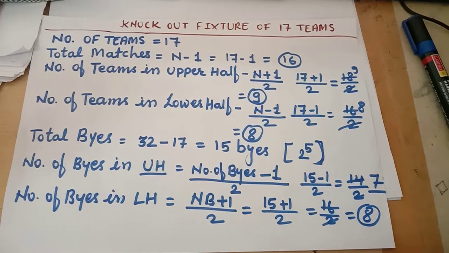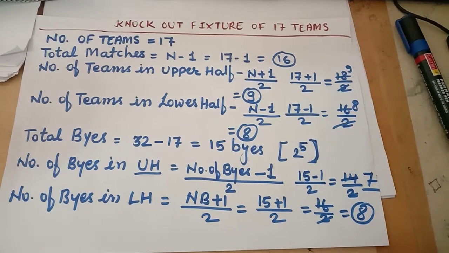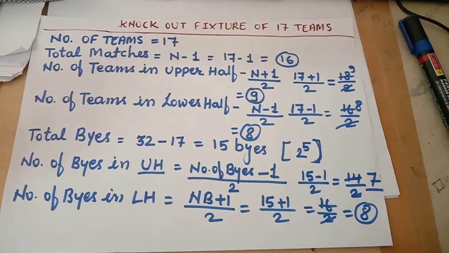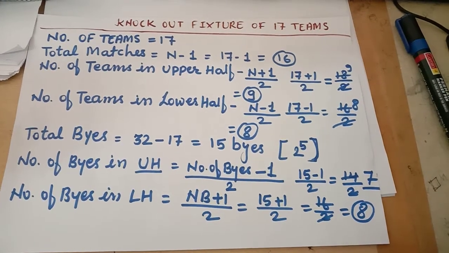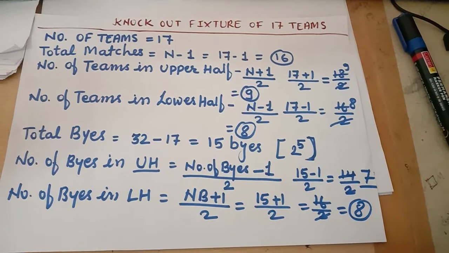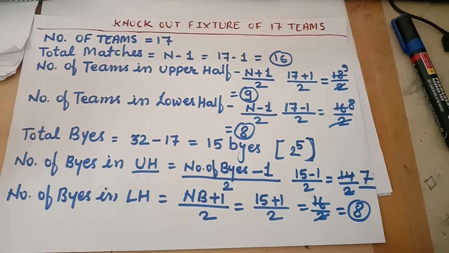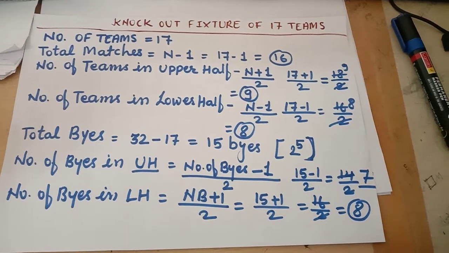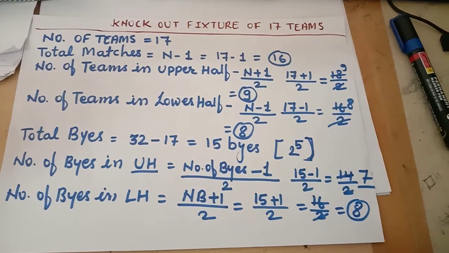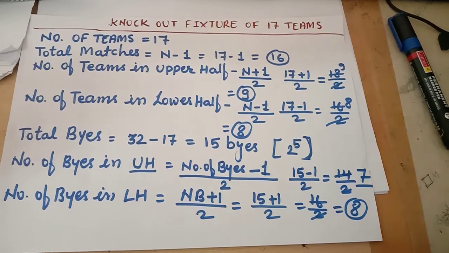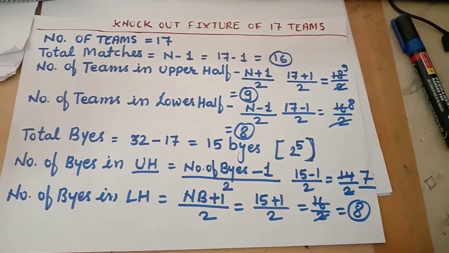Now number of byes in upper half, UH means upper half: number of byes minus 1 upon 2. So number of byes that we have is 15, so 15 minus 1 upon 2, so 14 upon 2, it gives us 7. Number of byes in lower half: number of byes plus 1 upon 2. 15 plus 1 upon 2, 16 divided by 2 is equal to 8.